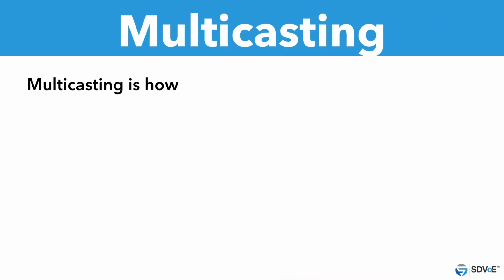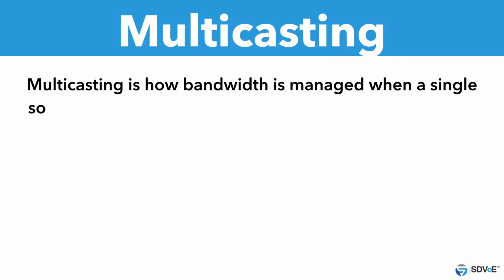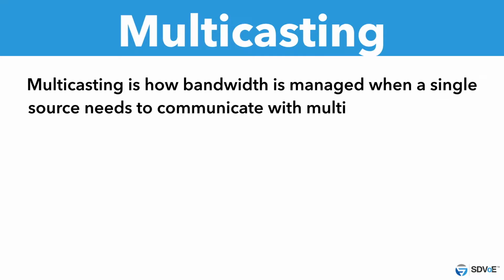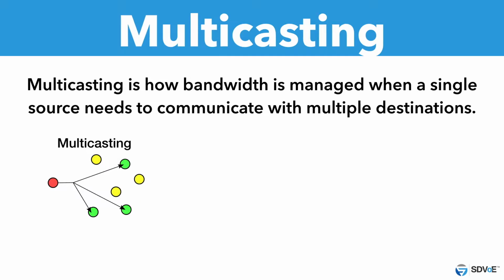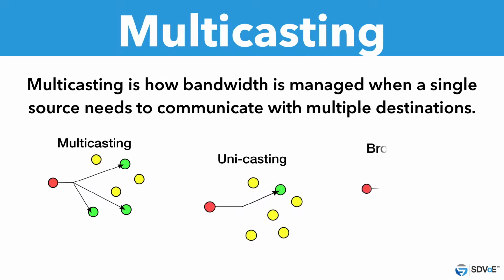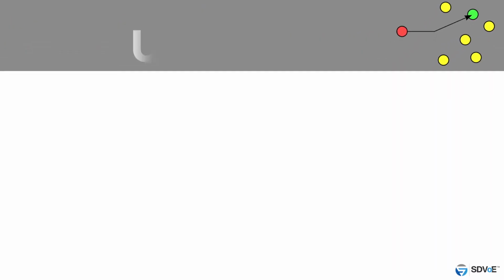Multicasting is how bandwidth is managed when a single source needs to communicate with multiple destinations, and it lives with a couple of friends called unicasting and broadcasting. Each one has a role to play in the transportation of data packets. In fact, it's fair to say that without these three chaps, there wouldn't be any moving of data packets at all. Let's start with unicasting.